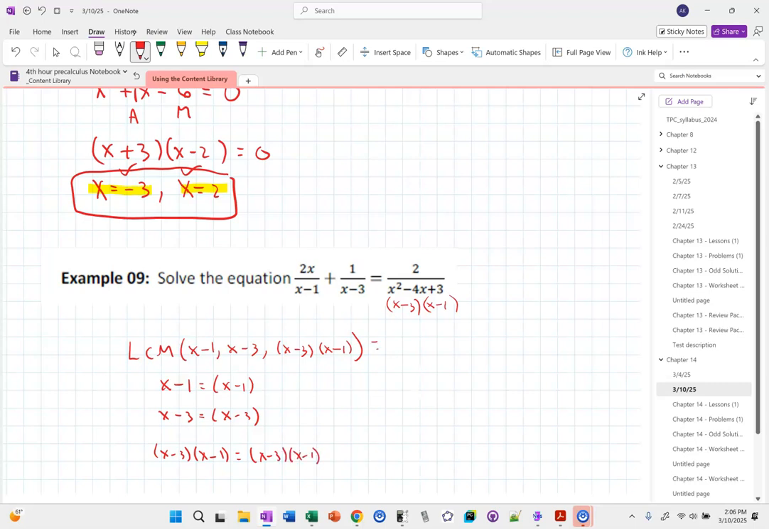So my least common multiple needs to have an x minus 1 in it. It needs to have an x minus 3 in it. Those are my two distinct primes. The biggest power of my x minus 1 is to the first. The biggest power of my x minus 3 is to the first. So my least common multiple is just x minus 1 times x minus 3. So we feel okay in how I got to there?